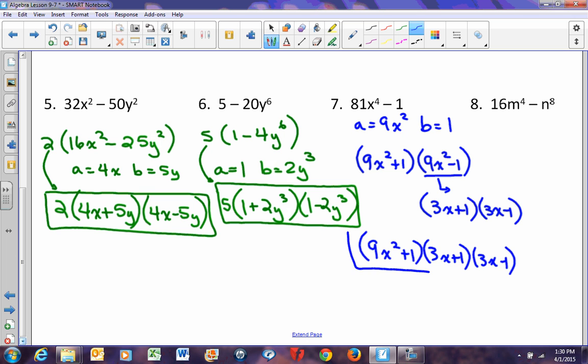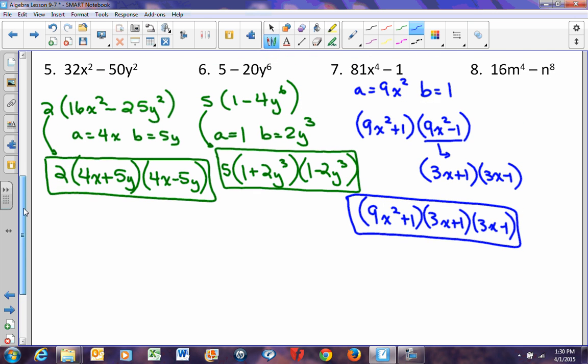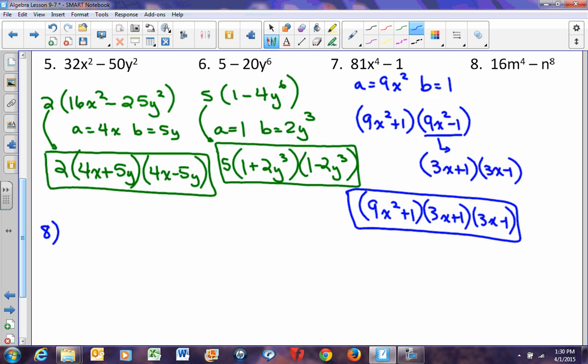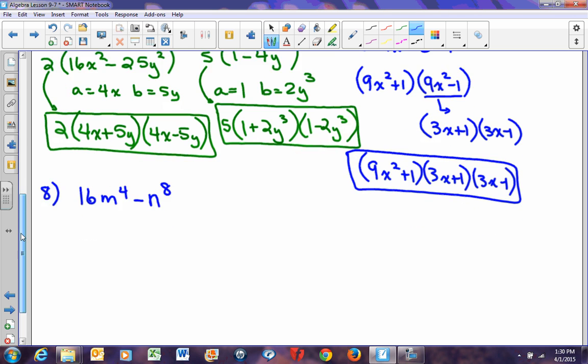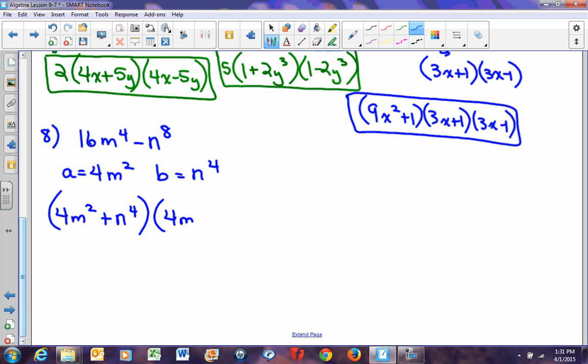And we really moved into the next problem, so I'm just going to move the next problem down a little bit. I'm going to do it over here. So problem number 8 says 16n to the fourth minus n to the eighth. Okay, so perfect square, my a term is 4m squared. My b term is n to the fourth. So I will have 4m squared plus n to the fourth, 4m squared minus n to the fourth.